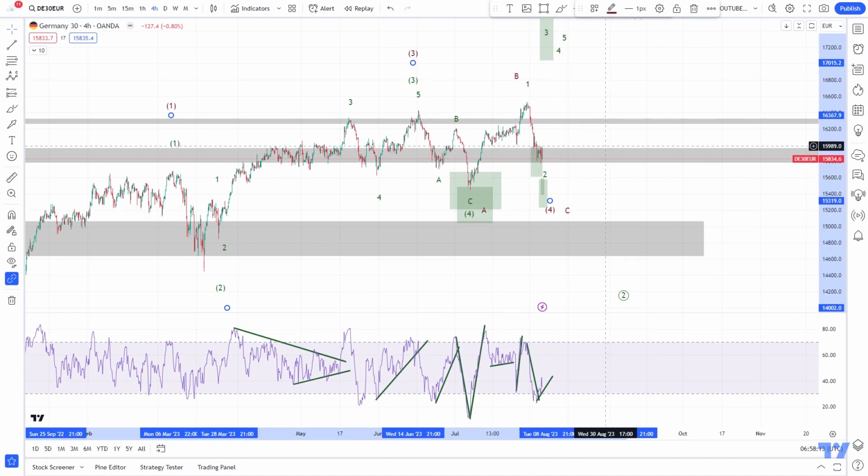So I think for investors not much is changing. I already told you that this here for me is an area to take partial profits for several reasons.